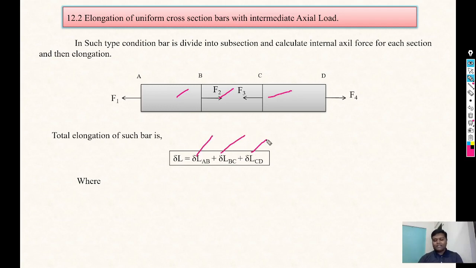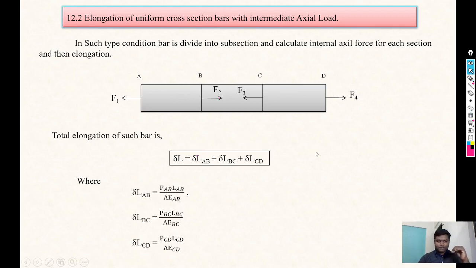So delta L AB, delta L for BC section, and delta L for CD section mean the change in length for the AB, BC and CD sections separately, and then we take the sum of all these sections. We will get the total elongation of that particular section. Now we know how to calculate the change in length of a particular bar or section.